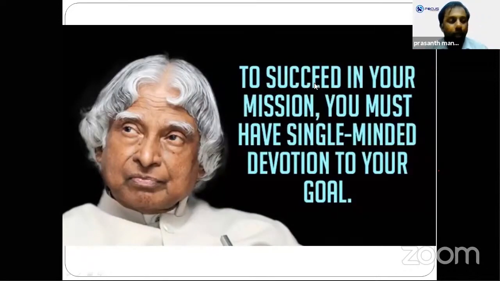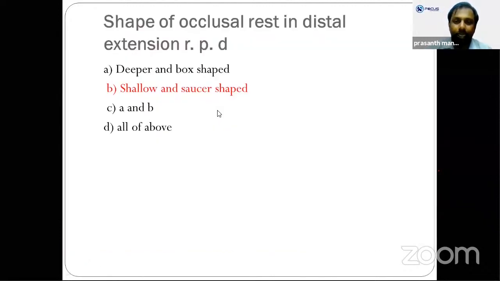So this is the end of today's session. So this is the person I immensely respect and follow. What he has said is, to have success, you should have a single-minded devotion towards the goal. You should have the goal of achieving a seat in the NEET entrance exam. That should be your primary aim for this year throughout. Somebody has asked me to discuss the second question. I will discuss it again.